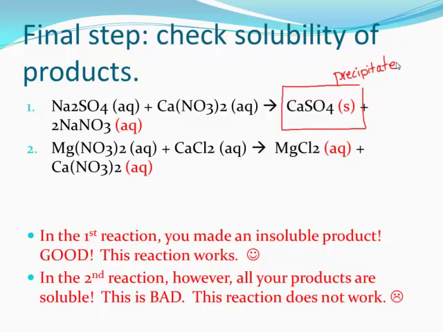So in the first reaction, I checked my solubility on my products, and sure enough, I found one that is insoluble. But notice on the second reaction, everything is soluble. In other words, we didn't make a really good hookup on the second reaction. Nothing actually wanted to hook up together. That reaction doesn't work.